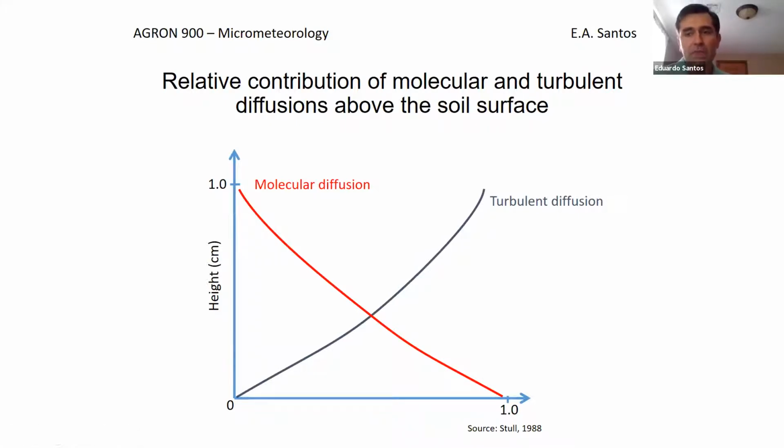So micrometeorological methods, what they do is try to model this turbulent diffusion and couple this with some concentration measurements in a way that you can predict how much material, like energy or mass, is being transported from the surface to the atmosphere.